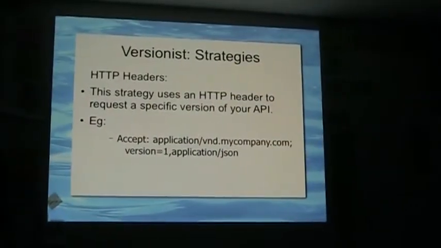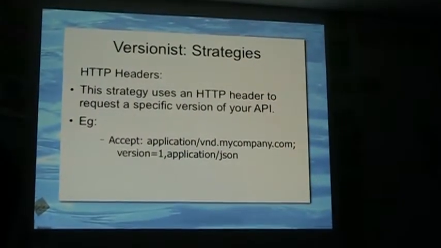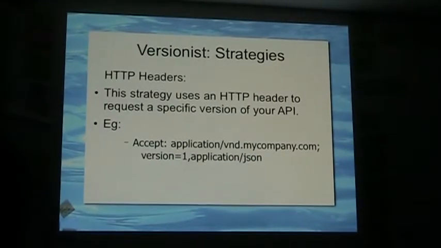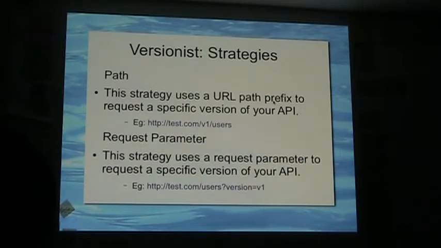Versionist supports 3 strategies. Strategies are basically the way an API user tells you what version they want to use. First is HTTP headers. This is actually most secure, what they recommend. But in my opinion, it's not as straightforward. It's not as declarative. But basically, you hook what version you're using on the headers, and that's enough about that. I don't really have an example for this, but I have examples for these.